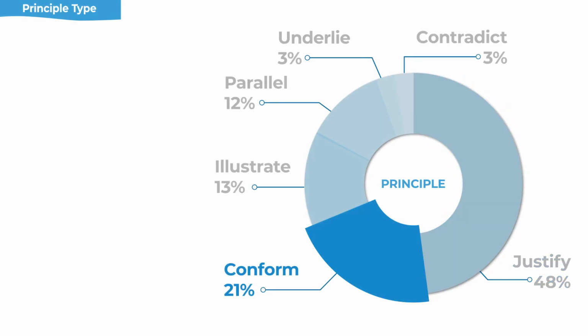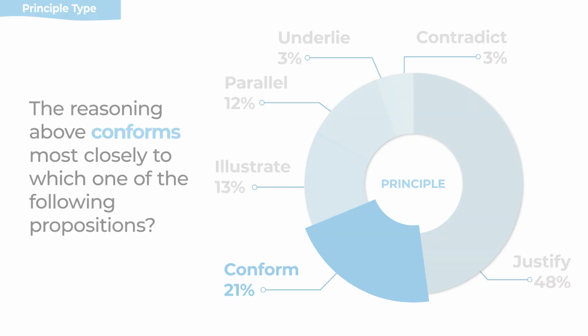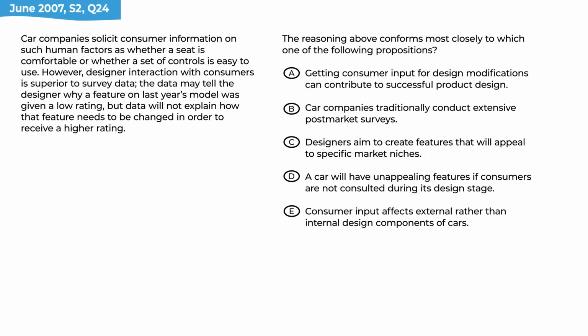Now let's look at a type where we're being asked to conform to a principle. So the question might say, the reasoning above conforms most closely to which one of the following propositions? So we've got reasoning above in the argument, we've got a proposition in the answer choices, and then we need to find the proposition or the principle that conforms to the reasoning. Go ahead and give this one a try. When you've found an answer that you like, hit play again, and we'll review it together.